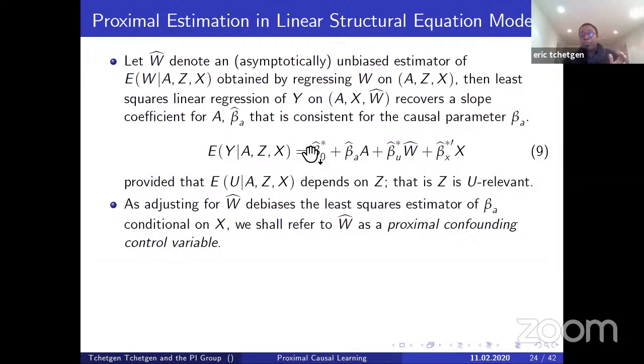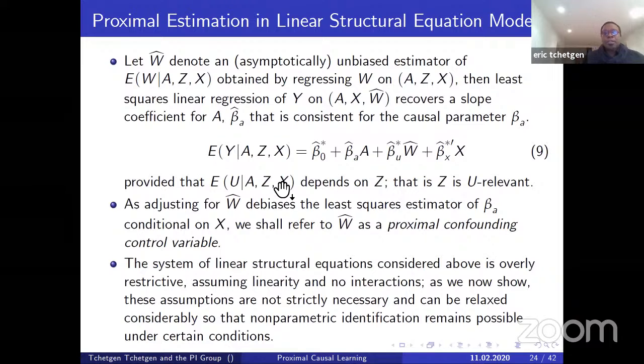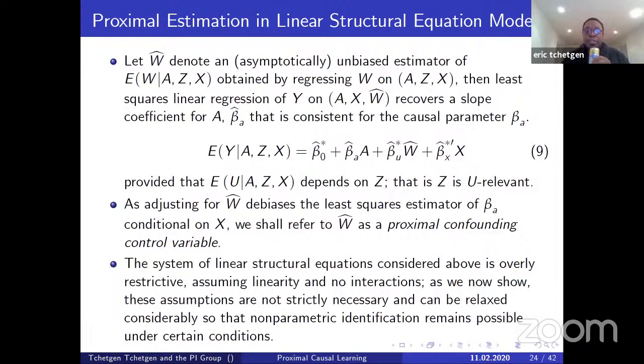Okay. And what's remarkable here is that you don't need to model U at all. There's this whole literature about latent factor models where they try to actually estimate U. As interesting as that is, this is completely bypassed by just stating these assumptions in this formal way. The system of linear structural equations considered above is overly restrictive, obviously. Assuming linearity and no interactions, as we now show, these assumptions are not strictly necessary and can be relaxed considerably, so that nonparametric identification remains possible under certain conditions.